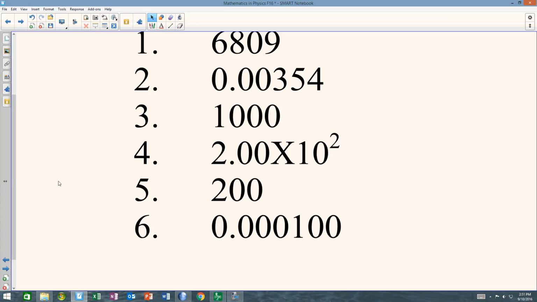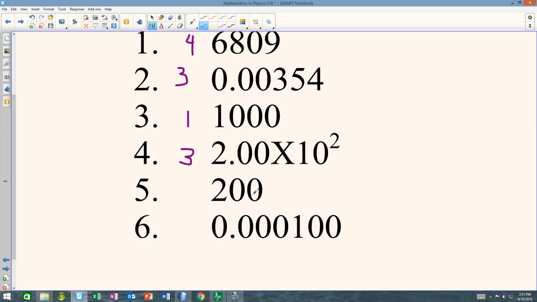Hopefully you're getting the hang of this now, and there should be 3 significant digits written down. Notice the 2 is a non-zero number. This 0 is a final 0 after the decimal point. This 0 is in between 2 significant digits. That gives us 3 significant digits. Actually, I should be writing this down. So this is 4, this is 3, this is 1, this is 3.